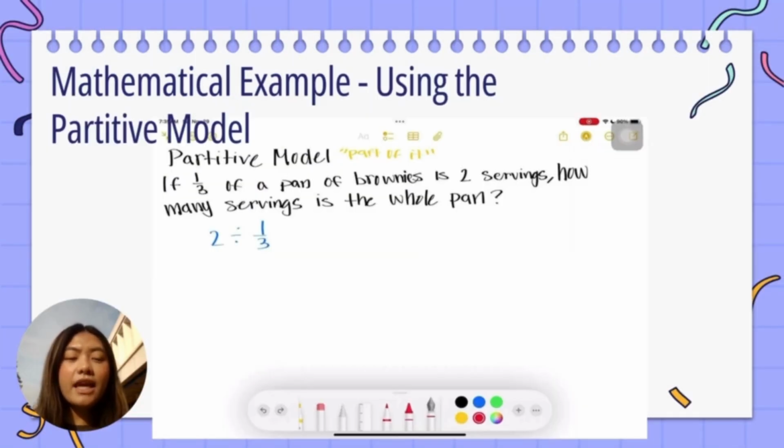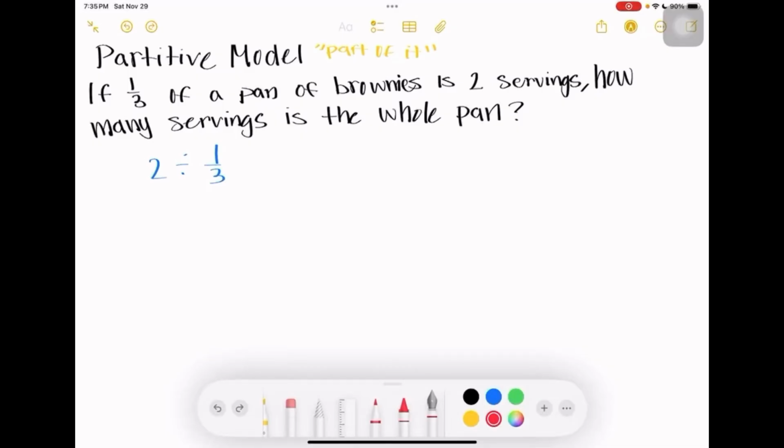Hi, I'm Allison Yang, and for our mathematical example, we will be using the partitive model. We are going to use the partitive model to solve 2 divided by 1/3. We can always think of the partitive model as part of it. We have, if 1/3 of a pan of brownies is 2 servings, how many servings is the whole pan?